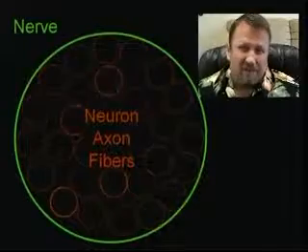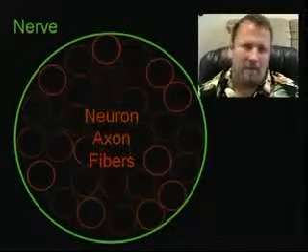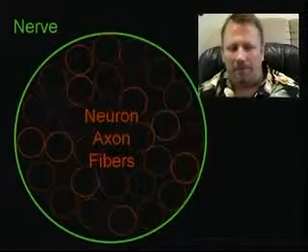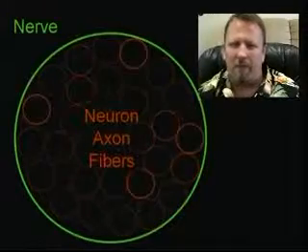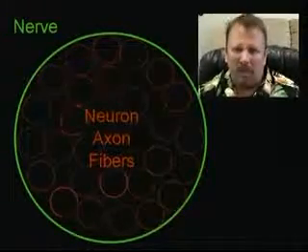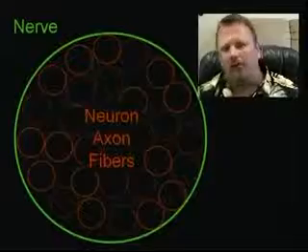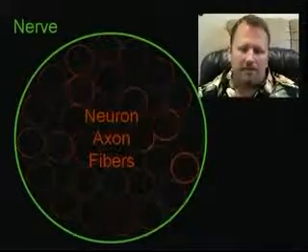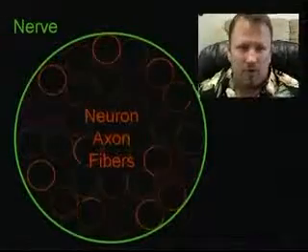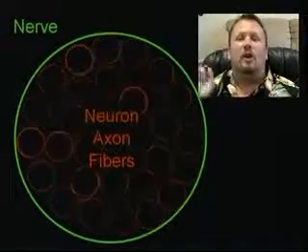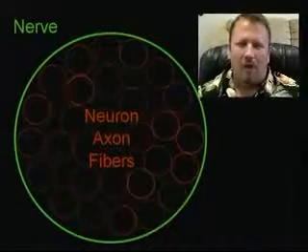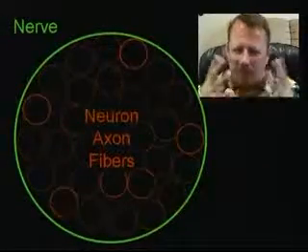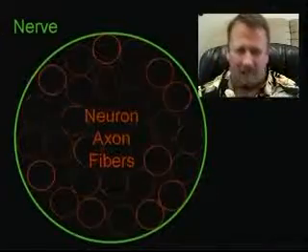If you took a nerve and sliced through it and looked at it under the microscope, you would see these little neuron axon fibers in the center of it. It wouldn't be lit up like a Christmas tree, but it would look something just like this. Do not confuse nerve with neuron. A nerve is just a collection of neuron axon fibers.